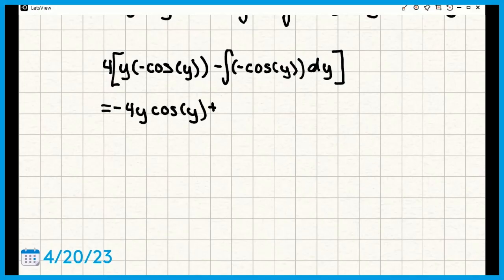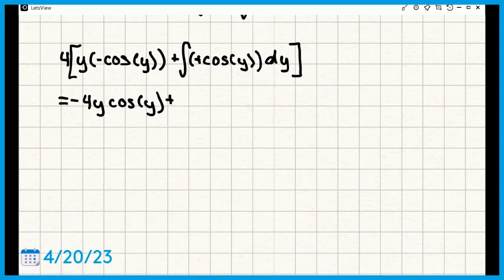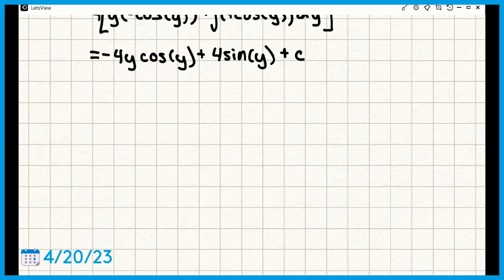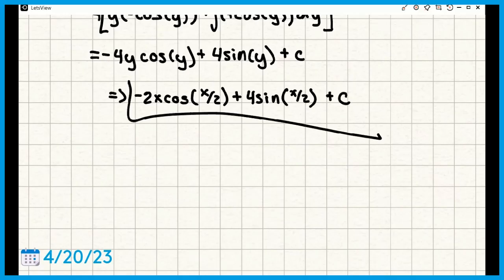plus, and so if we do plus plus, we end up with the integral of cosine y dy, and that is just going to be equal to sine of y plus an arbitrary constant. And need to multiply this by 4. And 4 multiplied by an arbitrary constant is just an arbitrary constant. And then we replug in our original substitution, and we get negative 2x cosine of x divided by 2 plus 4 sine of x divided by 2 plus an arbitrary constant as our final answer.